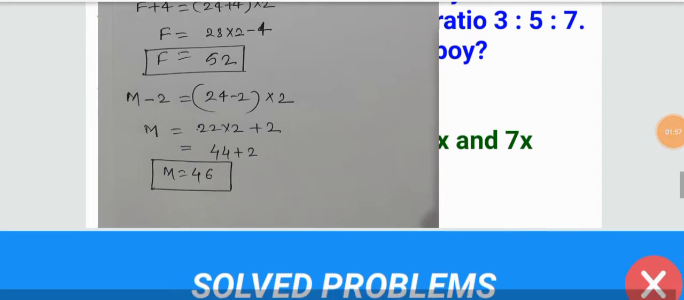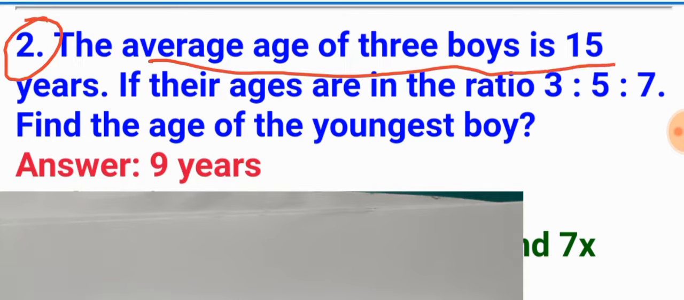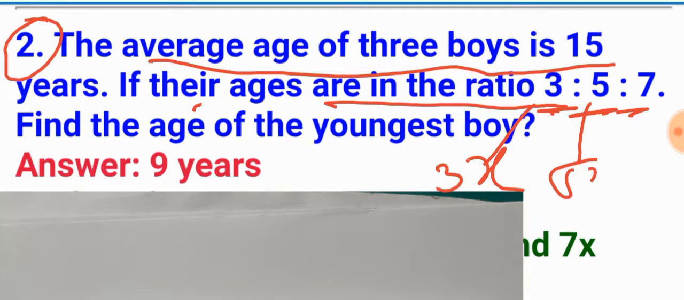Now let's take sum 2. The given is the average age of 3 boys is 15. Their ages are in the ratio of 3 is to 5 is to 7, and as we have seen earlier in the formula, if they are in the ratio, their ages should be taken as 3x, 5x and 7x.